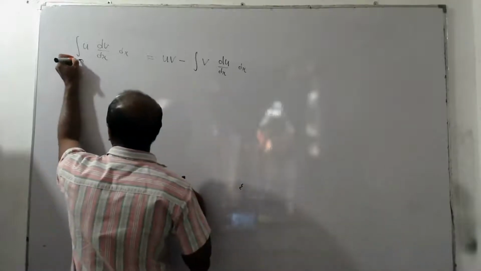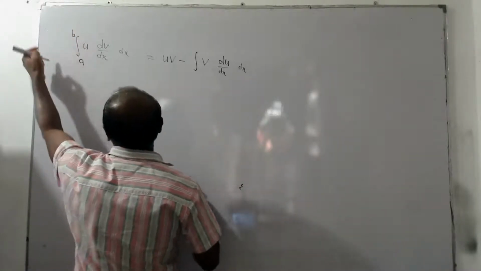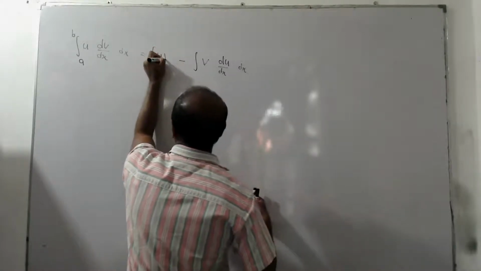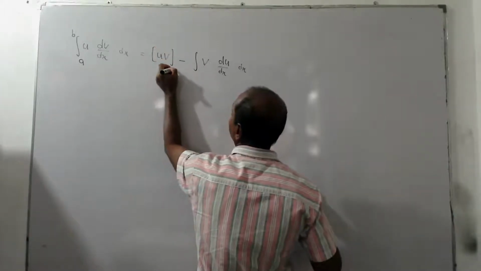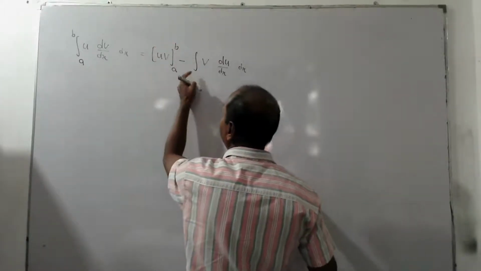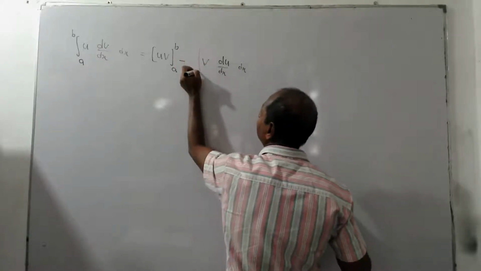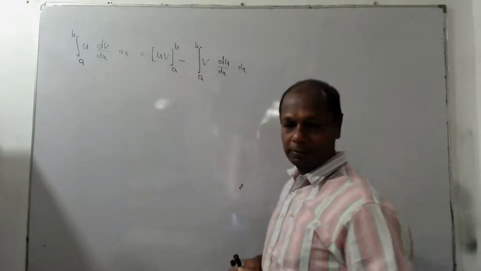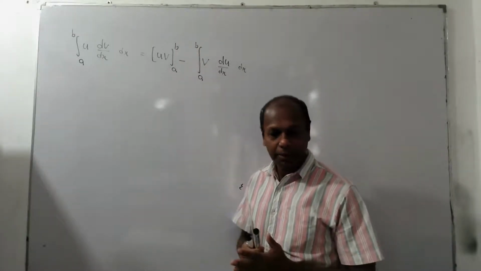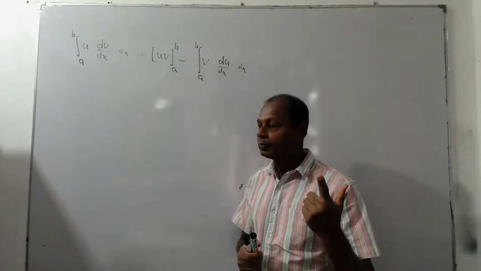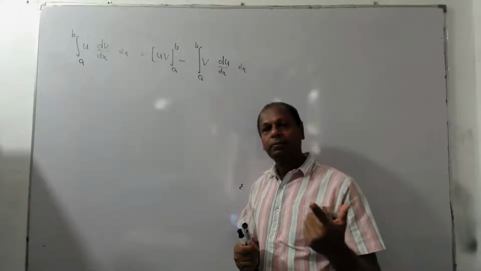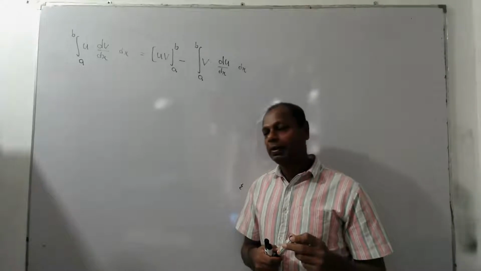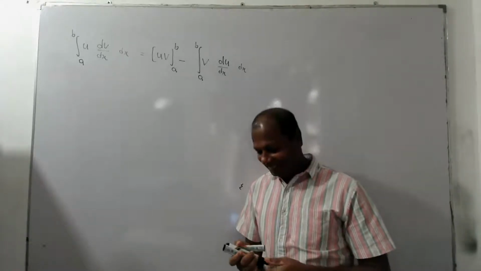When you have limits, say from a to b, on the left, you will have to apply limits on the right also. This will change to uv from a to b, and the other part you have to integrate first and then apply the limits. First integrate and then apply the limits, right? So this is what we did last day, and I gave about 3 for homework. The first 2 are easy, the third is also easy, but it's from a past paper.